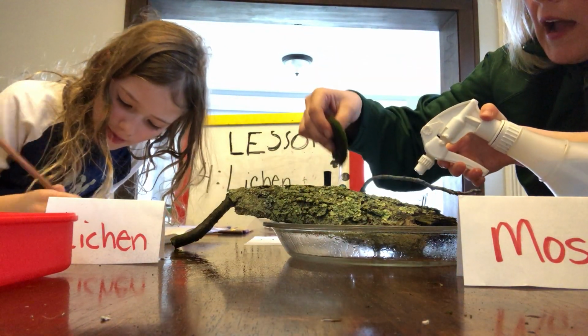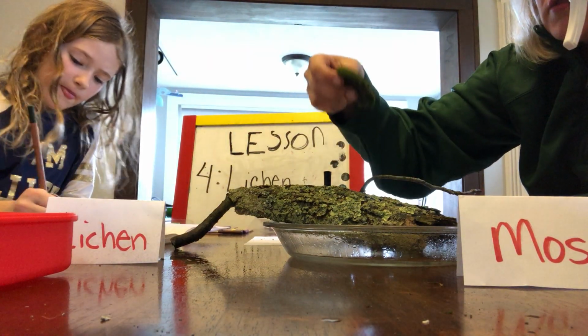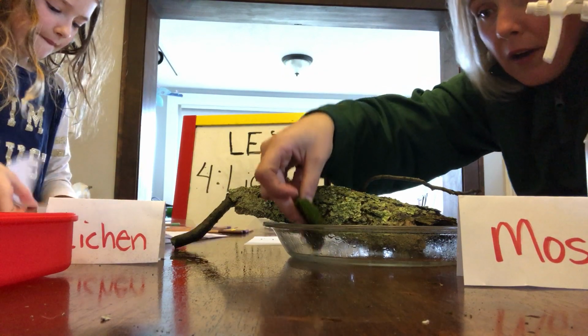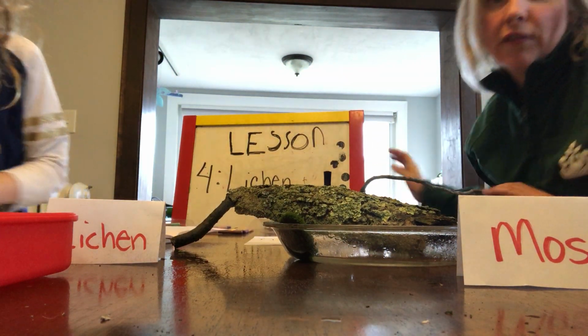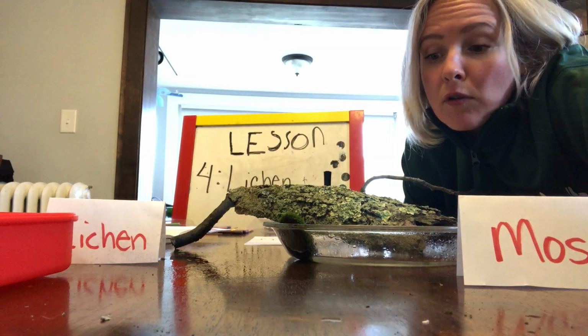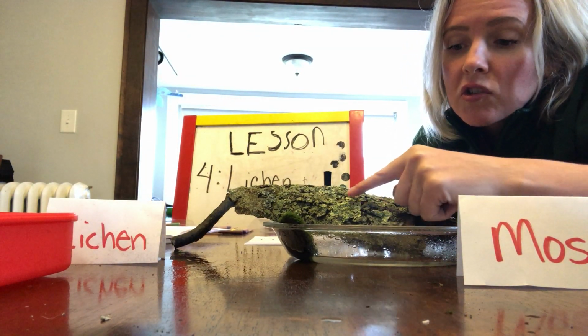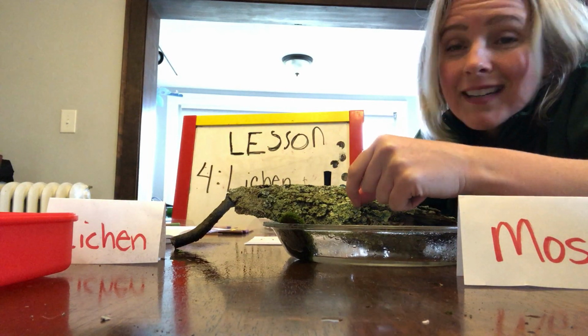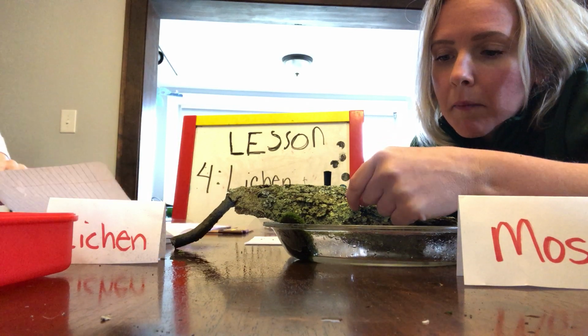You might wonder why there are lichen and mosses. They have a really important job. Not only do they absorb water, they create oxygen for us through the process of photosynthesis. So they have little cells inside that help them catch sunlight and turn it into energy. Maybe we'll do a whole lesson on photosynthesis sometime.